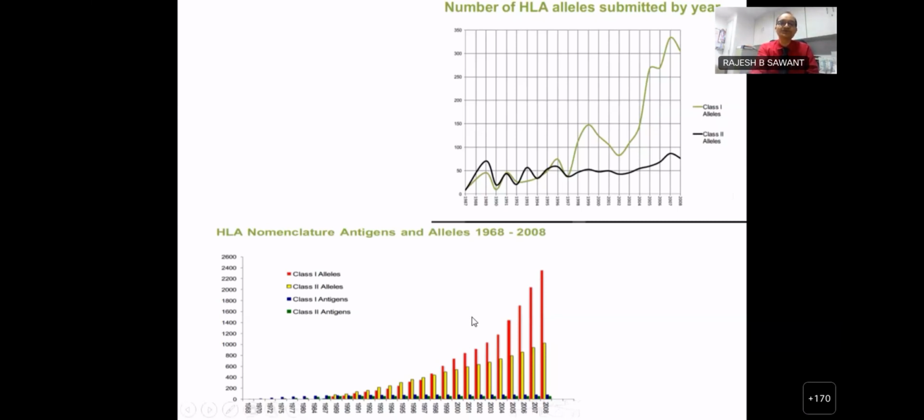Right. This graph also shows the international nomenclature of various antigens and alleles. You can see over the period of 1968 to 2008, in the 20th century, it has shown a sharp rise in our understanding of the various class 1 and class 2 alleles. So every year something new comes up and there is an update for us, and we need to keep ourselves abreast with whatever new has been reported in the field every year.